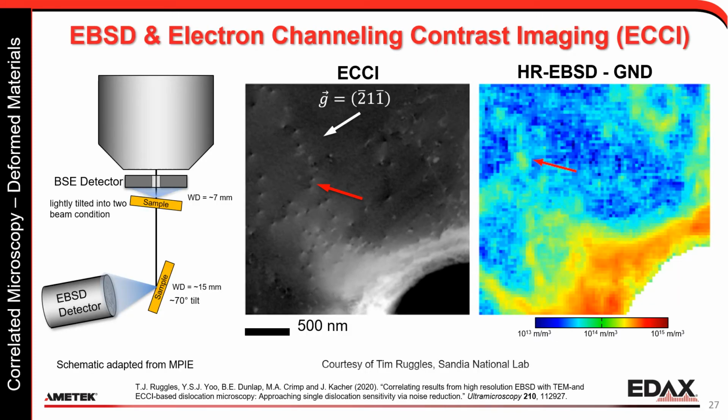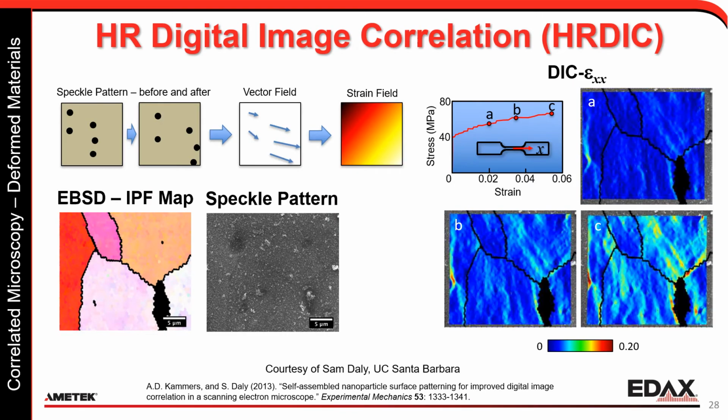Similarly with ECCI, which enables us to identify individual dislocations in the microstructure, and we can compare that to what we get with HRDIC, giving us confidence and confirmation of what we're seeing, as well as increased understanding. Another approach is to use high-res digital image correlation, HRDIC, where you speckle your surface with some kind of coating that allows you to track as you deform the material, and then you couple that with EBSD.